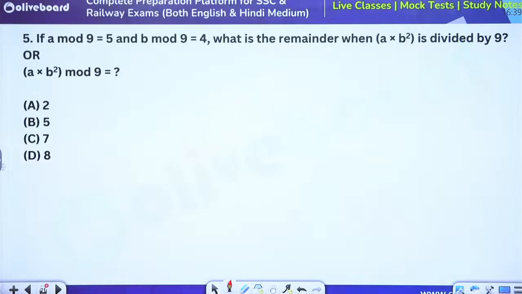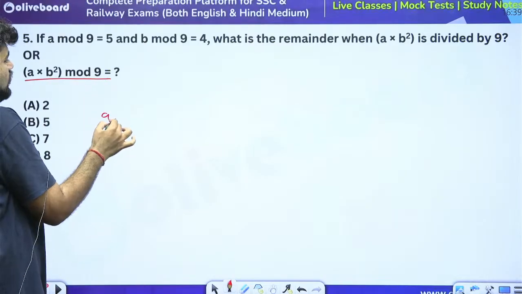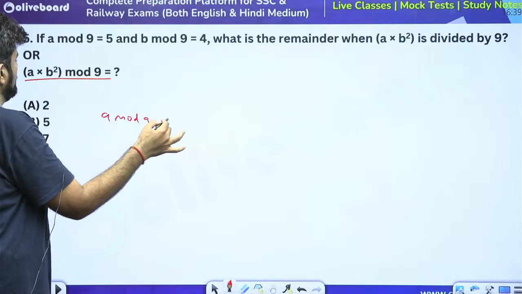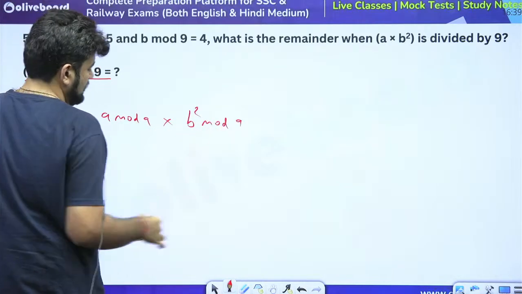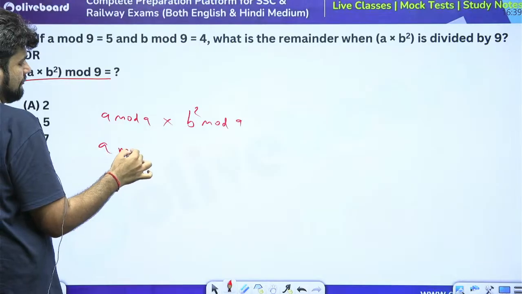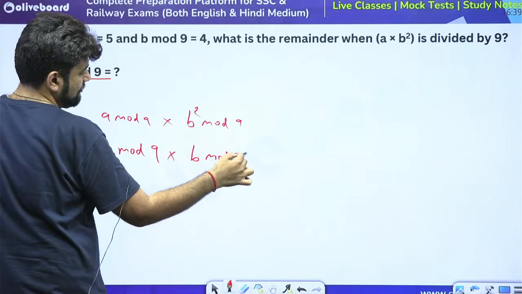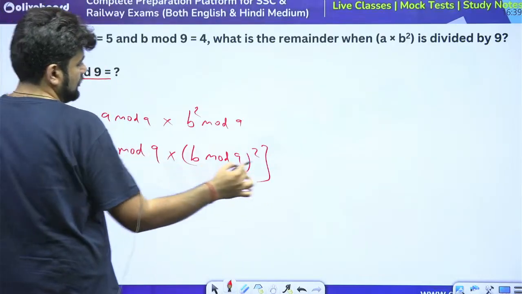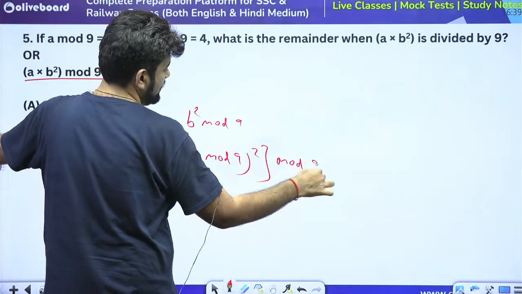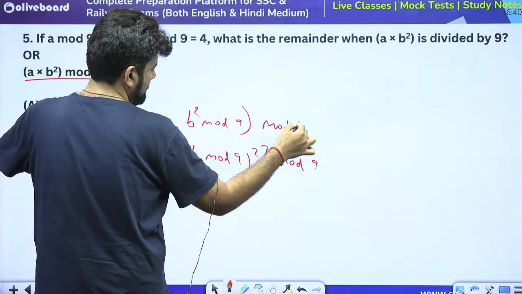If A mod 9 is 5, just open this only, no? Open this only. What is this? So this is A mod 9 into B square mod 9. Correct? Now this is A mod 9 into B mod 9 whole square mod 9. You should have put it here also, mod 9.